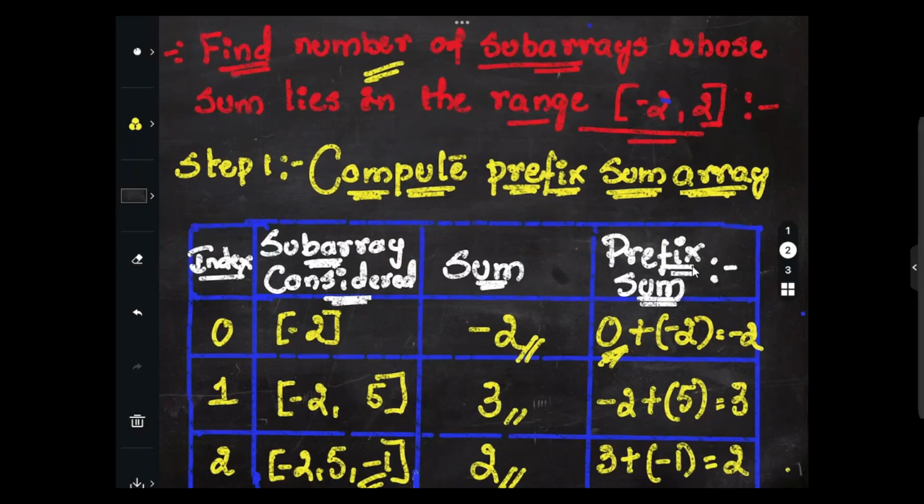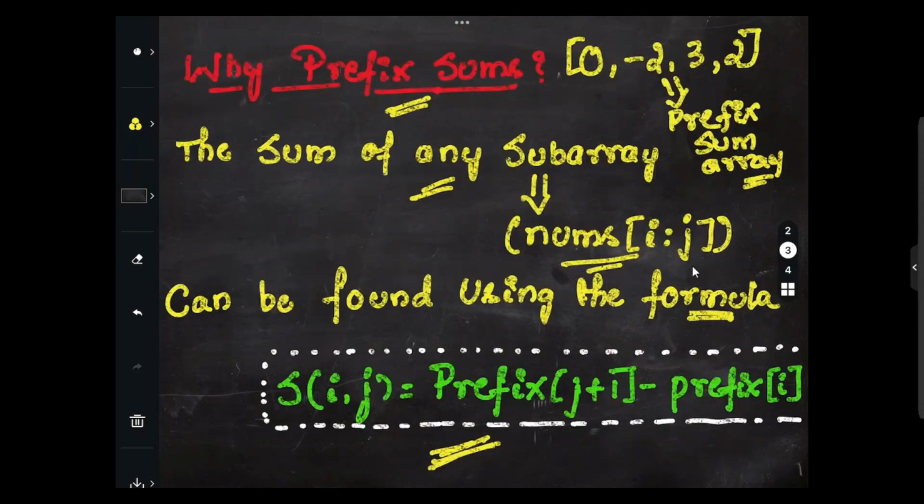That's how we calculated: the previous one plus the subarray that we considered. -2 initially, next we considered +5, and next we considered -1. So the sums we got here are -2, 3, and +2, right? So here the sum of any subarray nums of i,j can be found using the formula S of i,j equals prefix of j plus 1 minus prefix of i. This one we know now, right? So the prefix sum array that we got here is 0, -2, 3, and 2. So this was the first step.